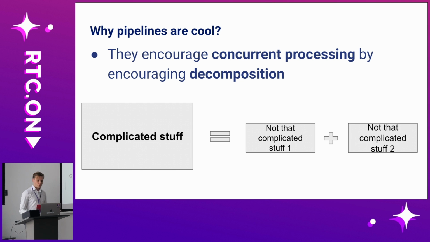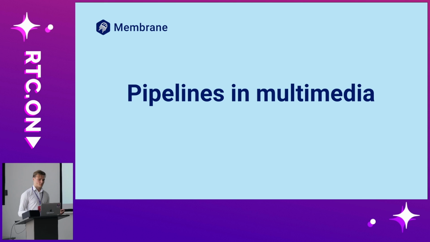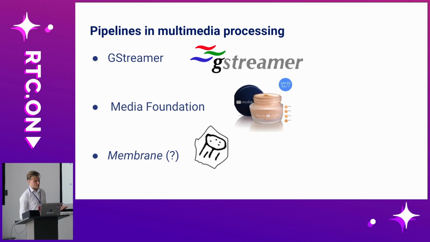On the other hand, pipelines also encourage decomposition. So you might have some complicated task and split it into several independent steps. In case you're familiar with the design of concurrent algorithms, you probably know that the very first step of designing such an algorithm is to perform a partitioning of the problem. You can do it either in a domain way or in a functional way. And pipelines are a way to perform this functional decomposition. No wonder pipelines are used in multimedia. Here are some examples: GStreamer, Microsoft Media Foundation, and the before-mentioned Membrane.